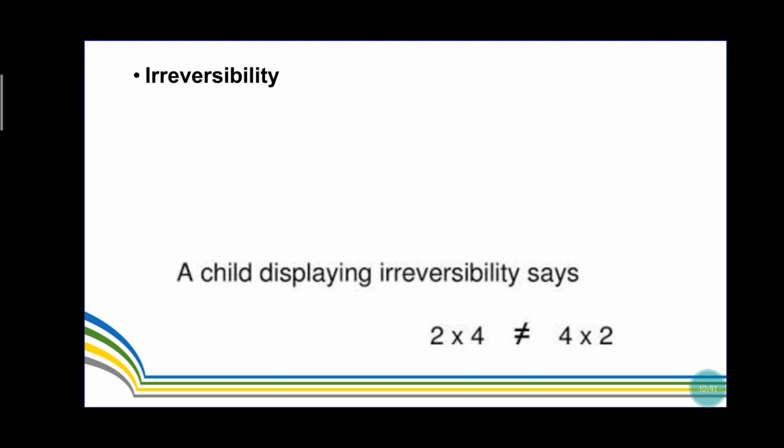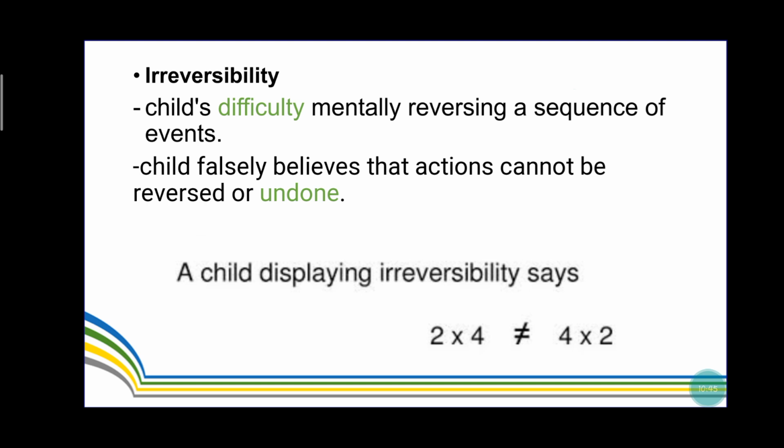Fourth to the last, we have the irreversibility. Irreversibility is when a child does not understand that an action can go both ways, or when they falsely believe that actions cannot be reversed or undone. It is the child's difficulty mentally reversing a sequence of events. For example, a child displaying irreversibility says that 2 times 4 is not equal to 4 times 2. So they cannot do it both ways. They don't understand that 2 times 4 is equal to 8, but 4 times 2 is equal to 8 also. They don't understand that yet. So a child falsely believes that actions cannot be reversed or undone.